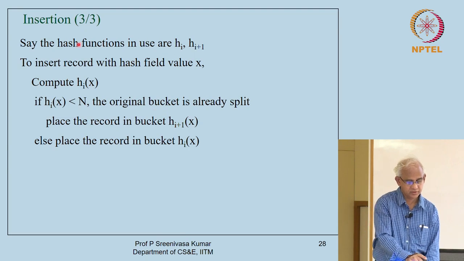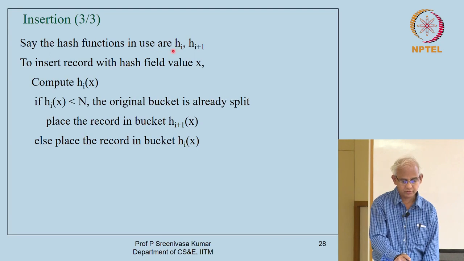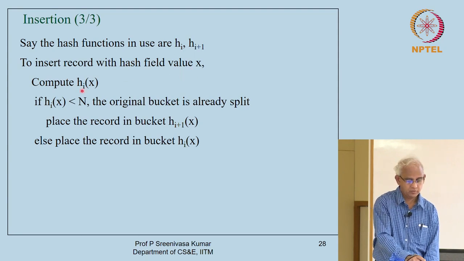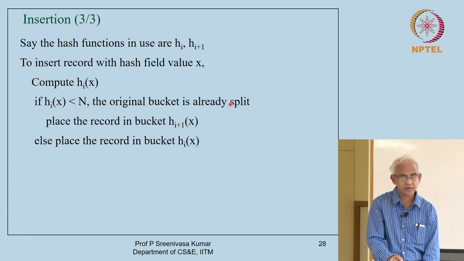Okay, so here is the actual insertion algorithm. Say the hash functions currently in use are h_i and h_{i+1}. To insert the record with hash field value x, we first compute h_i of x. If h_i of x is less than n, what is n? n is the next bucket to be split. We always maintain this number. If h_i of x is less than n, then the original data bucket is already split.